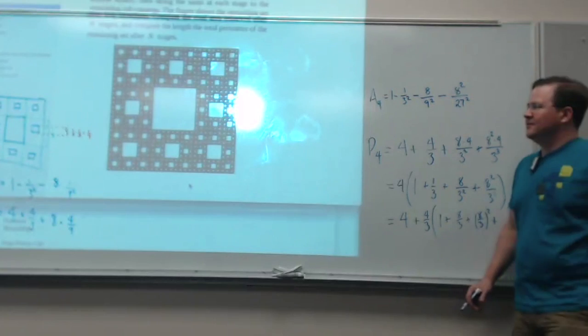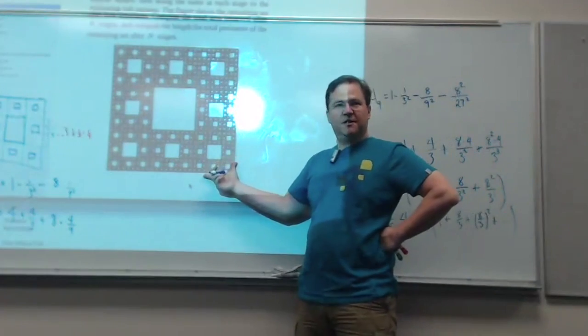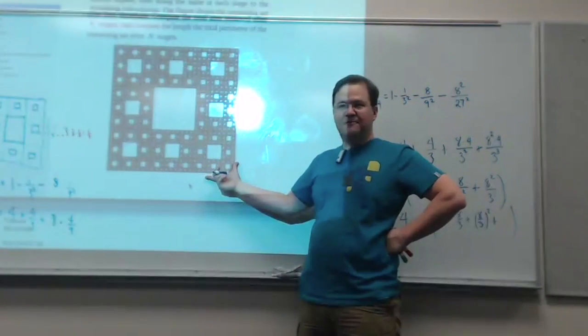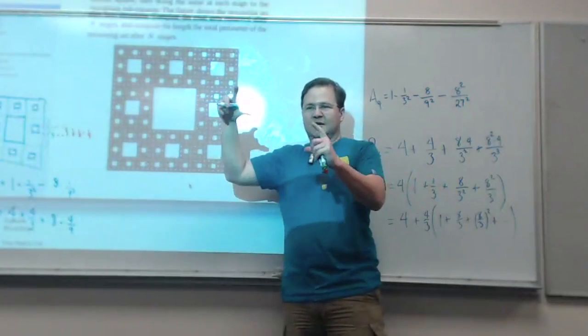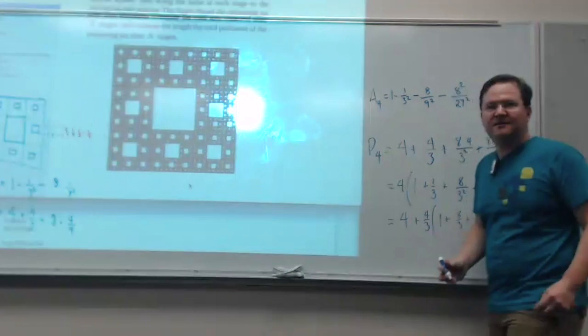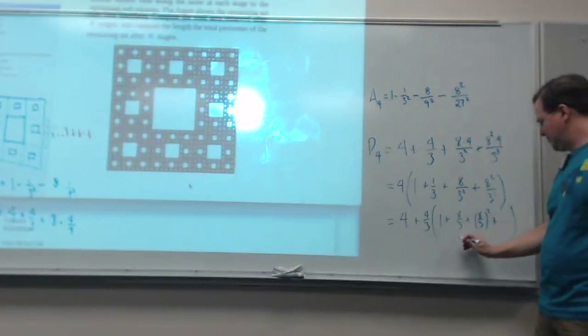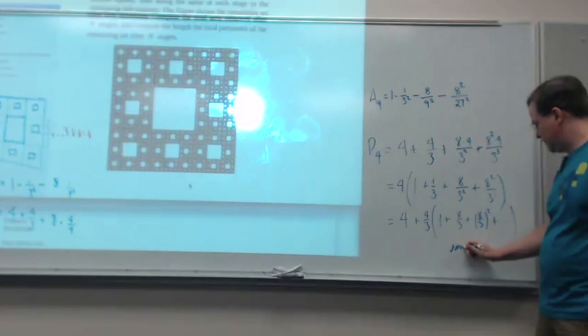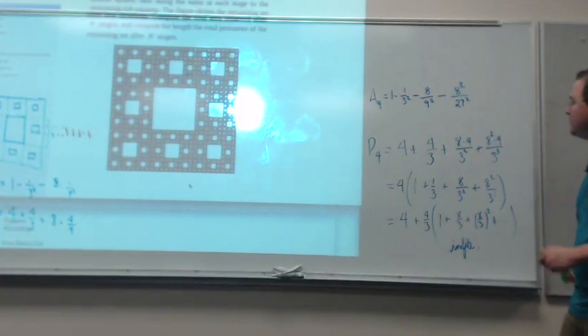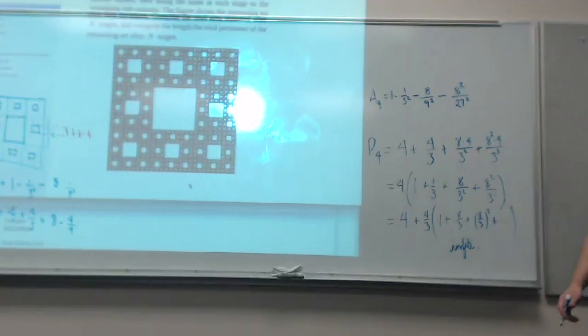Oh, yeah. If you go out to infinity, the total perimeter would be infinite. You'd have infinite perimeter contained in that shape, right? What about the area? So this is infinite. Yeah, but this one may or may not be infinite.